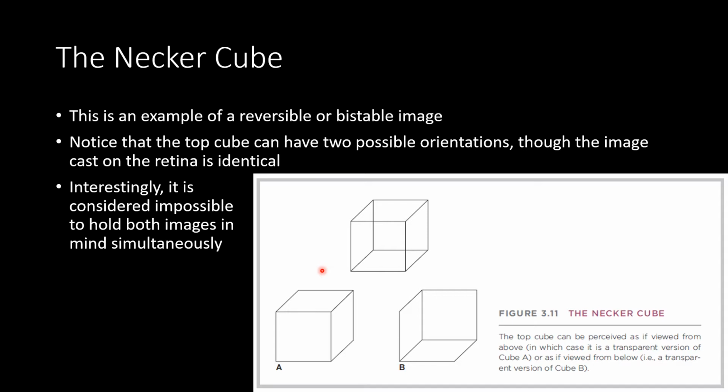Yet we're able to see this as not only a cube, but a cube that occupies two different orientations in space. Now, interestingly, with these types of images, it is considered to be impossible to hold both of the images in mind simultaneously. What this means is you're unlikely to be able to perceive both orientations of the cube at the same time.